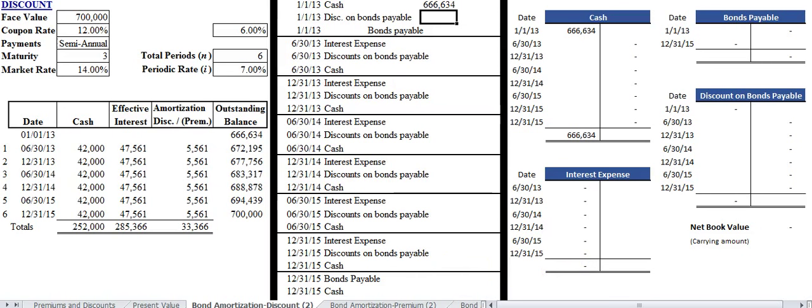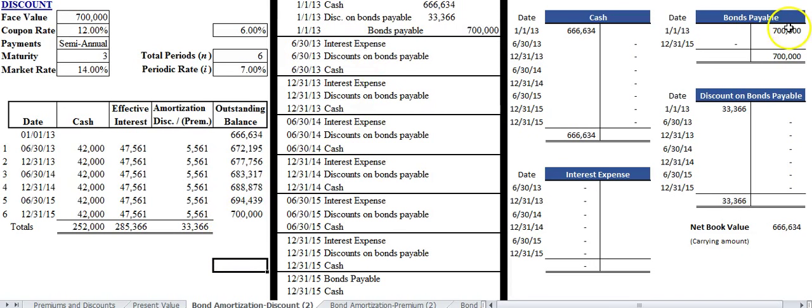You must recognize the discount here. So what's the total discount we gave this company? $33,366. And that's going to be part of the interest paid. Why is it part of the interest paid? Well, what's the bonds payable? The bonds payable is the face amount. So when you return the bonds, you're not going to return $666,634. You're going to return $700,000. Well, that difference is interest. It may not be paid out on a semi-annual basis, but it's paid out at the end when you pay out the difference, right? So you must book it and eventually include it in interest expense every period.